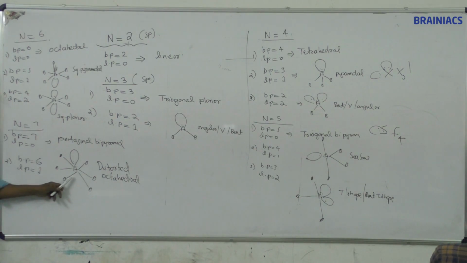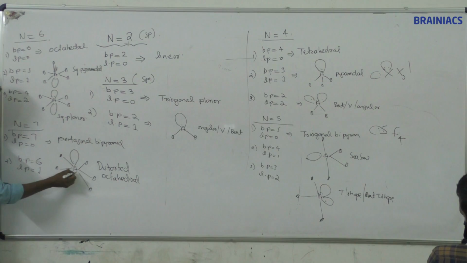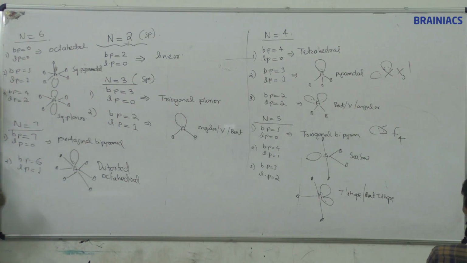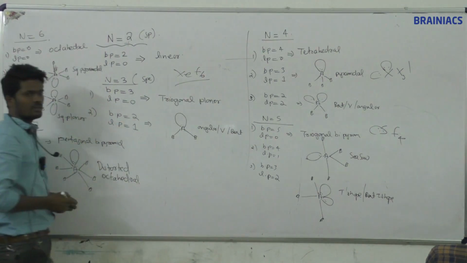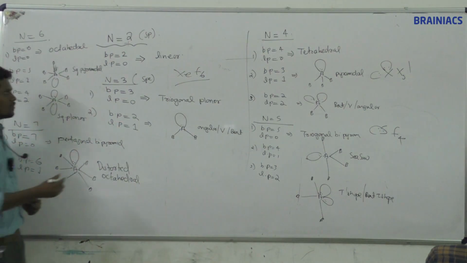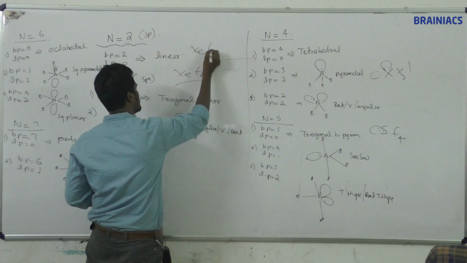Distorted octahedral. How many valence electrons should be here? 1, 2, 3, 4, 5, 6, 7, 8. So which element will it be? Inert gas with 6 bond pairs. Example XeF6. Okay, so what is the structure of XeF4 will be?